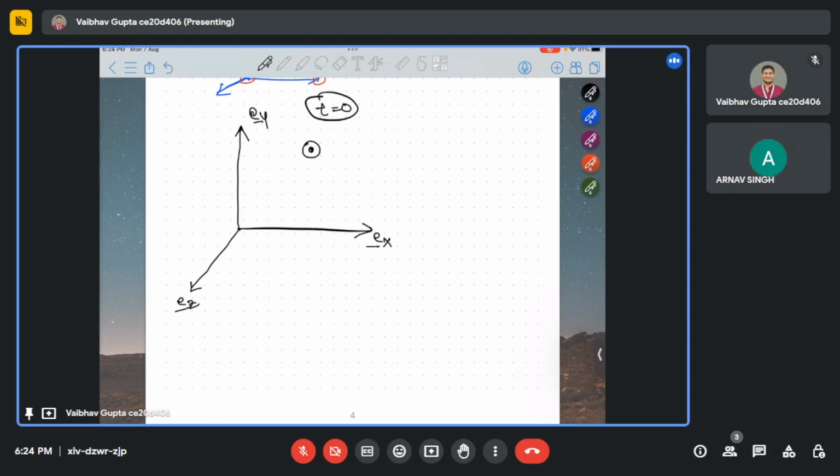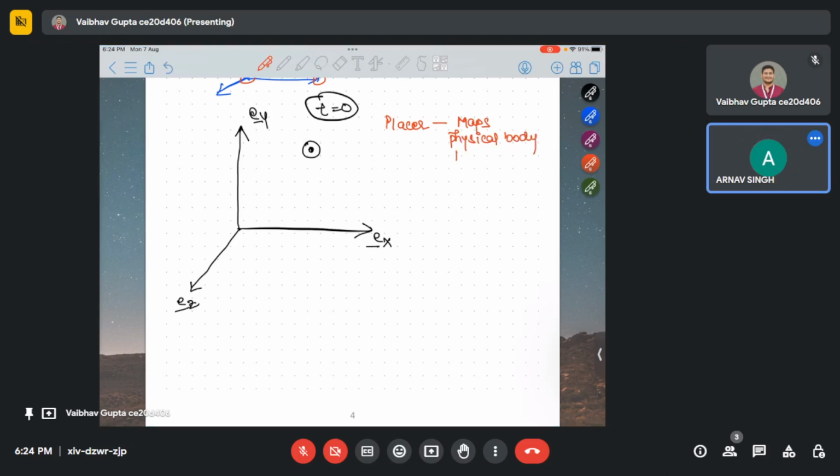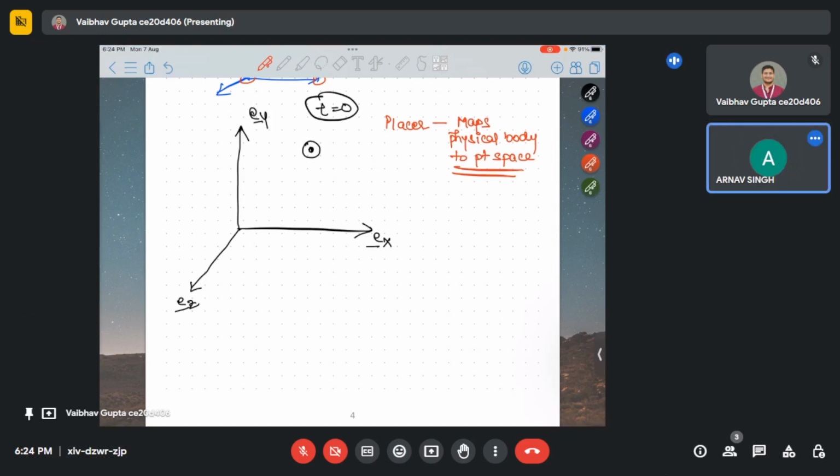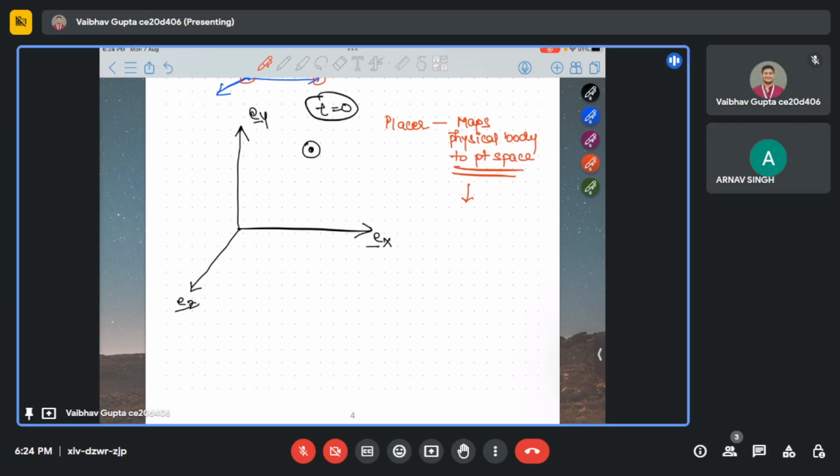So we define one term which is called placer. This placer is nothing but it maps the physical body to a point space. With the help of placer, we map our physical body to a point space. Now this consists of some points. But again, is it unique? Depending upon different coordinate systems, anyone can give any set of points to that body. Yes, sir. So this is not unique.